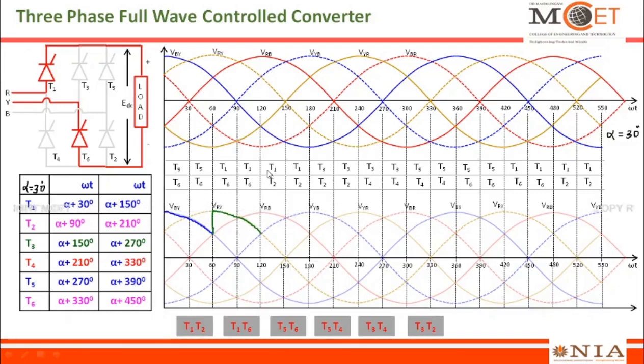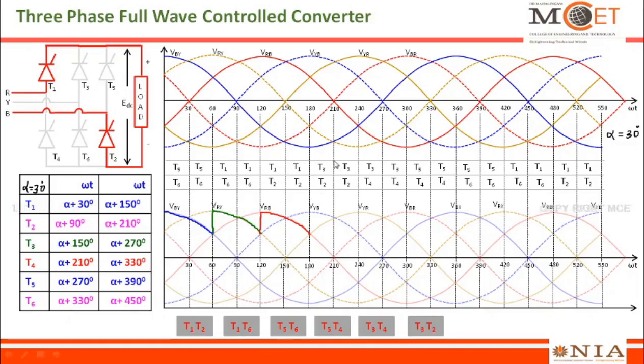If you look at the next 30 degrees, that is 120 to 150, T1 and T2 are conducting. From 150 to 180 also T1 and T2 are conducting. So when T1 and T2 are conducting, you can see that VR is at the top of the load and VB is at the bottom of the load. So VRB will be the voltage. VRB is this red continuous line. It is going to continue its conduction, and this voltage will be appearing across the load from 120 to 180 degree duration.